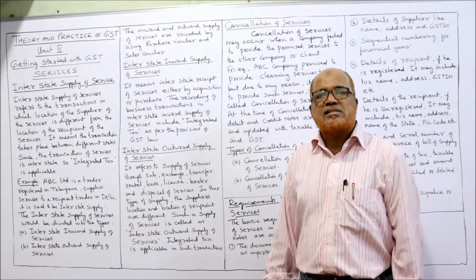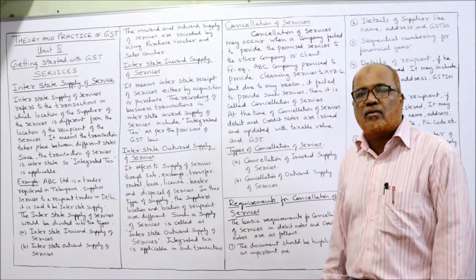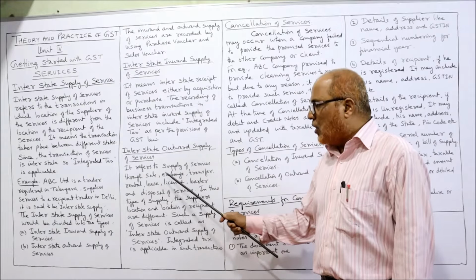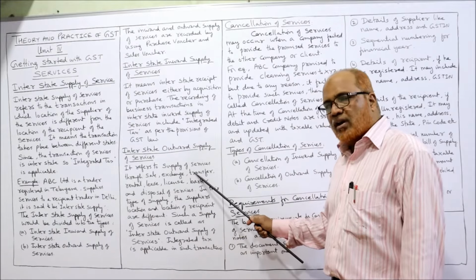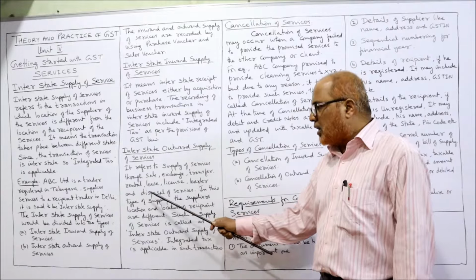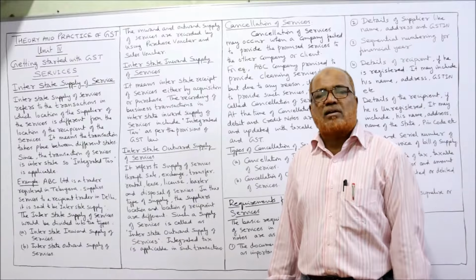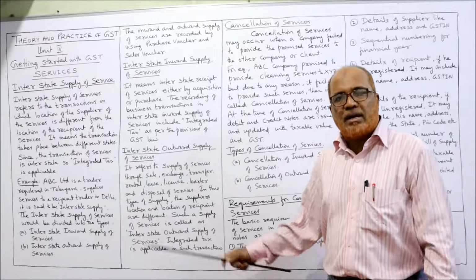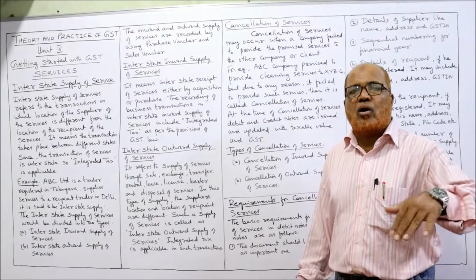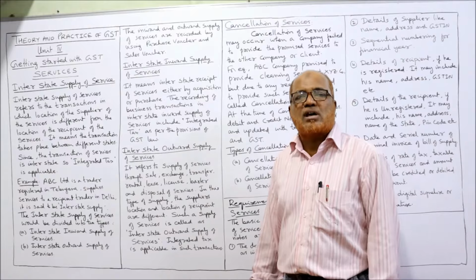The provider of the service will use outward supply of services. It refers to the supply of services through sale, exchange, transfer, rental, lease, license, barter or disposal of services. So whenever a company is providing a service, it will provide the service either by sale, exchange, transfer, rental, lease, license, barter or disposal of service.